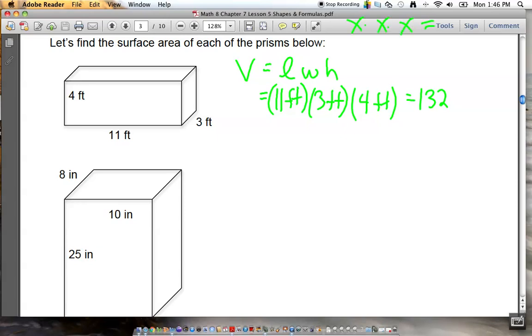X to the third. So feet times feet times feet is feet to the third. So I get 132 feet to the third power. But this problem wants us to find the surface area. It doesn't really want us to find the volume. I just wanted to review volume.